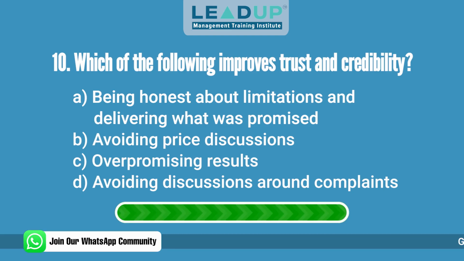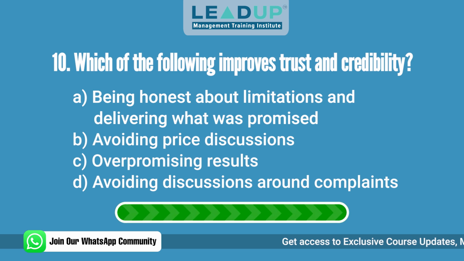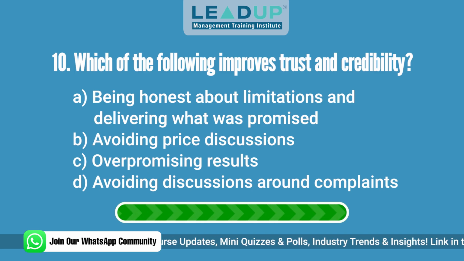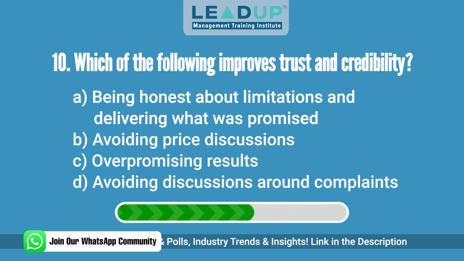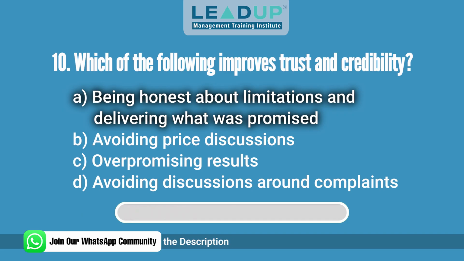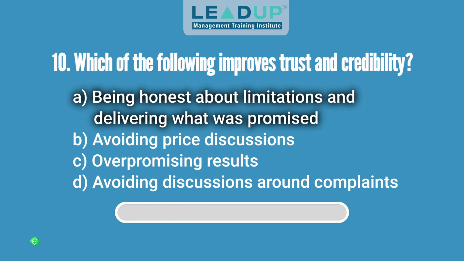Question 10. Which of the following improves trust and credibility? A. Being honest about limitations and delivering what was promised. B. Avoiding price discussions. C. Overpromising results. And D. Avoiding discussions around complaints. Answer: being honest about limitations and delivering what was promised.